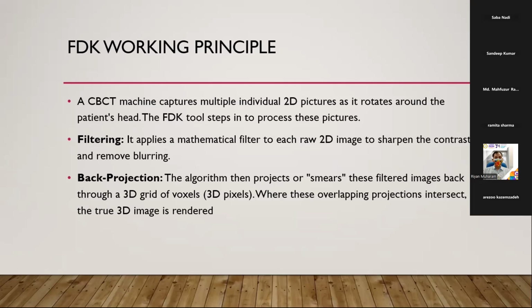A CBCT machine basically captures multiple individual 2D pictures as it rotates around the patient's body. So what happens is the acquisition is done. Once the 2D image acquisition is done, then the filtration process will be applied. A particular filter will be applied to the acquired images, and these mathematical filters basically sharpen and remove the blurring. Then after this, the back projection of all these filtered images will be done so that the 3D picture of the acquired 2D images can be obtained, which is blur free.